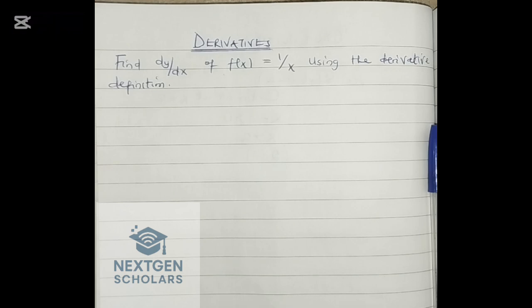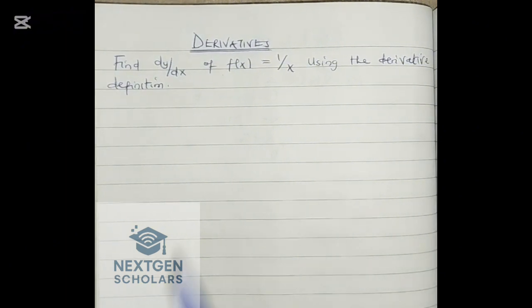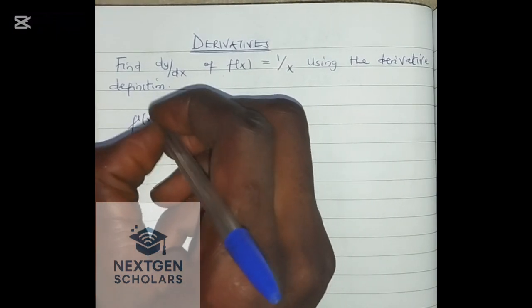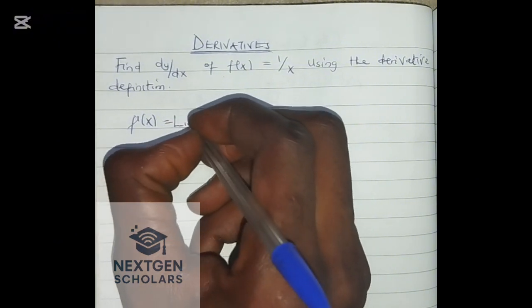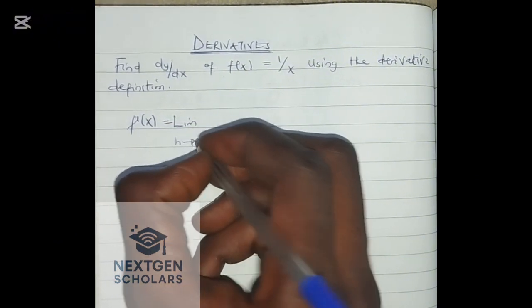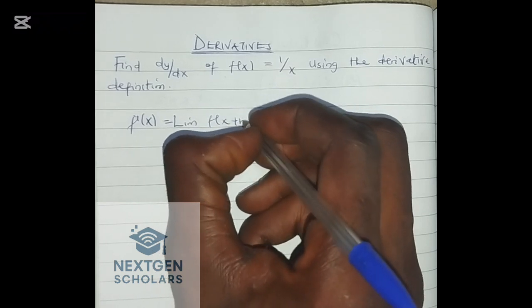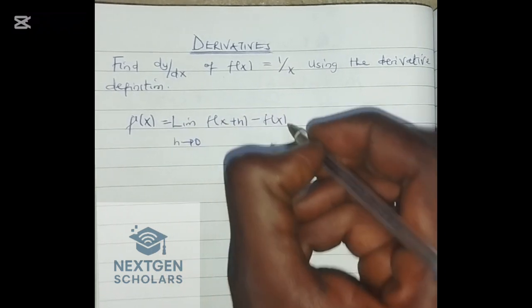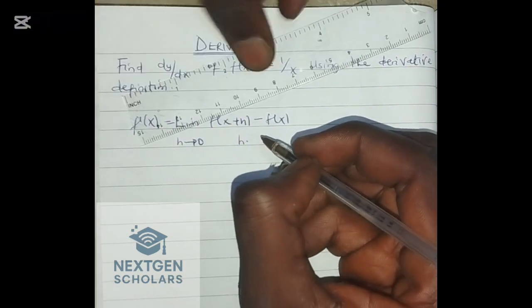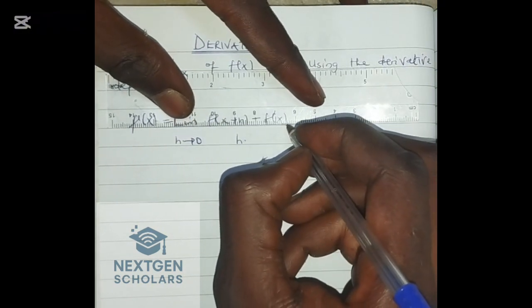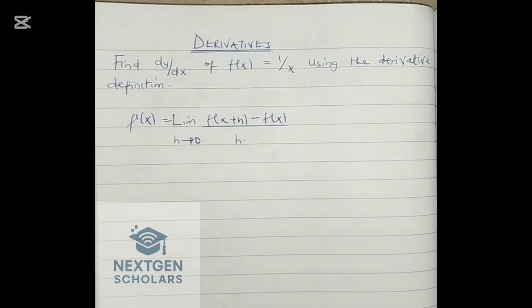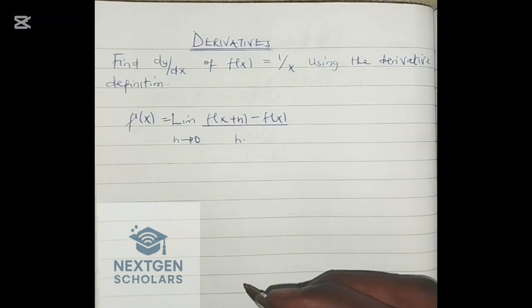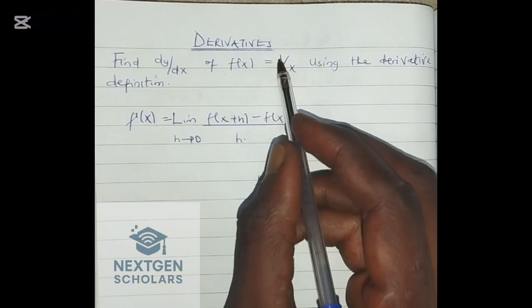Alright, you are welcome to this lesson. In this lesson we have been asked to find the derivative of this function, 1 over x, using the definition of derivative. The definition says f prime of x is equal to the limit as h approaches 0 of f of x plus h minus f of x all over h, where h is approaching 0, so the secant line approaches the tangent line, and we have f of x to be 1 over x.